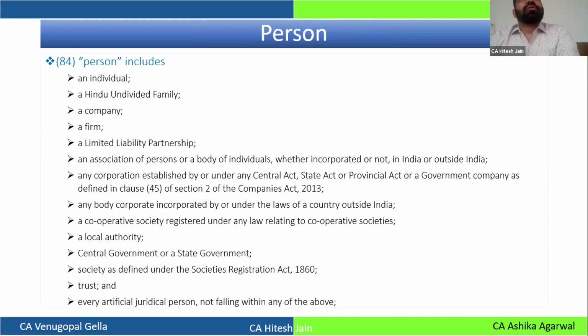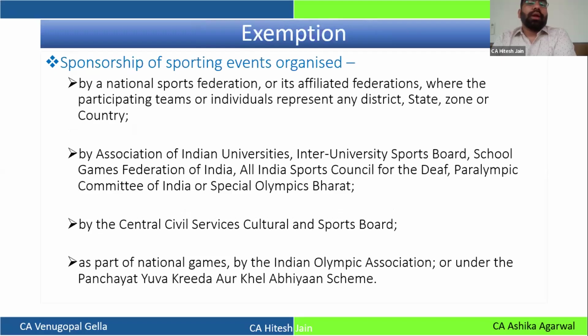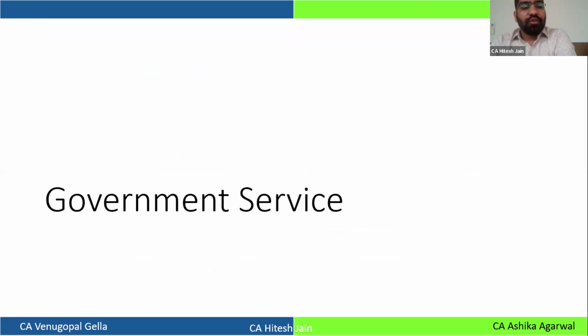This is the definition of person which has been given in the GST law. So it includes every possible thing in this universe here. And now coming to the exemption part, these are the exemptions which have been prescribed. So if anyone falls under these exemption lists, then you are not liable to pay reverse charge for availing sponsorship services. Now coming to government service.